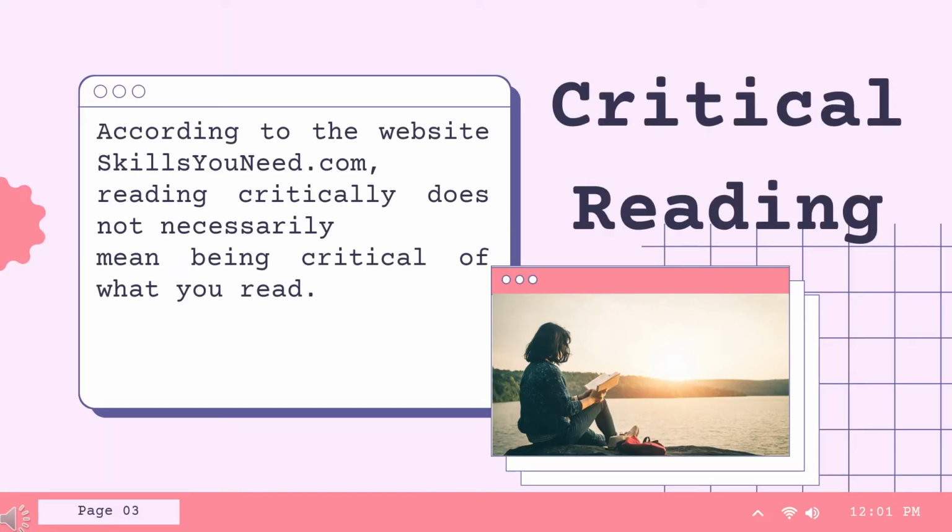We learned already in reading and writing skills that as 21st century learners, we should read critically. And today, we will definitely integrate this concept again in our lesson. According to the website skillsuni.com, reading critically does not necessarily mean being critical of what you read. Both reading and thinking don't mean being critical about some idea, some argument, or any piece of writing, claiming that it is something or somehow faulty or flawed.